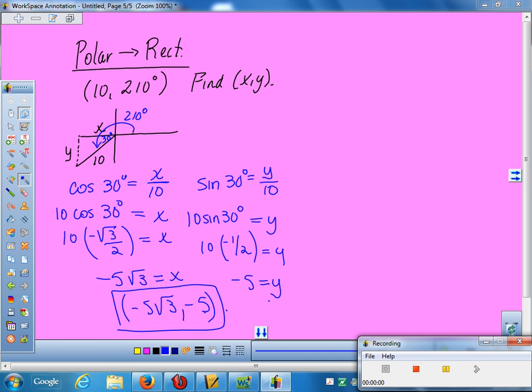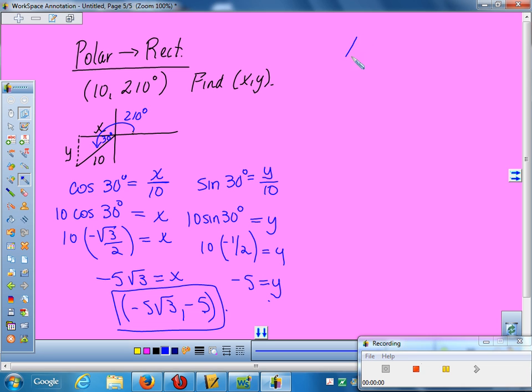So, you all just discovered the formula. What did you do to solve for x here? We took 10 cosine of 30 degrees. What was 10? R. 30 actually came from what actual angle? The 210. So really what you did is 10 cosine of 210 degrees. We cut it down to the reference angle, but really that's the same thing as doing cosine of 210.